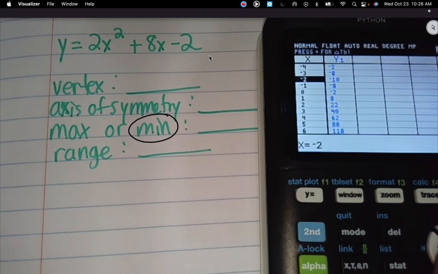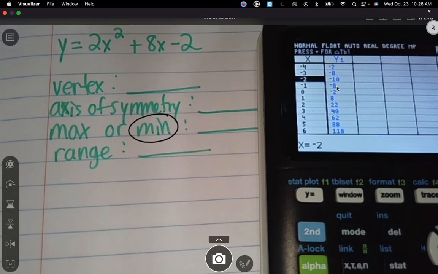See where it repeats? Does everybody see where it repeats? Do y'all see? It's -2, -8, -10, -8, -2. Could y'all figure out that it's at -2, -10 just by looking at your table? Your x says x equals -2. My x says x equals 0.